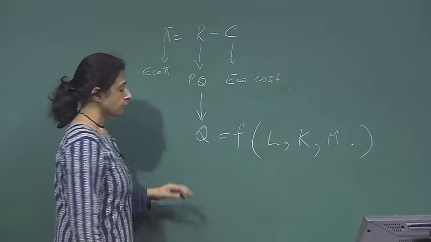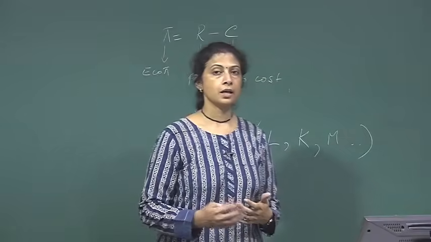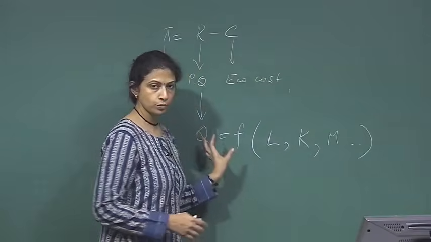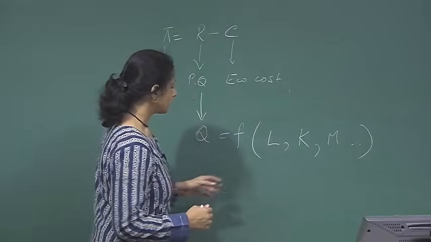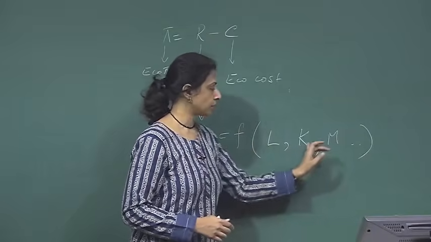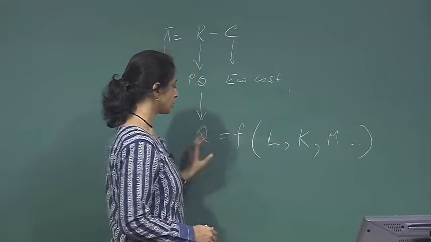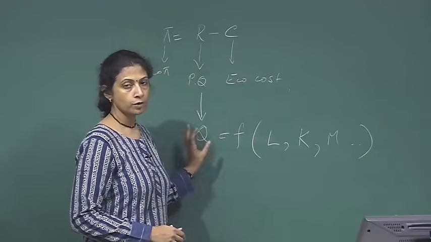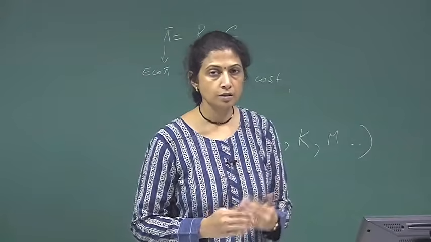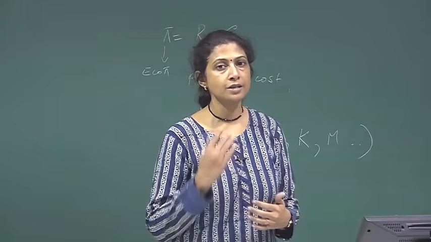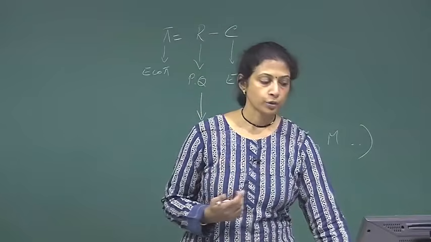Now from here the producer has to decide how much output he would like to produce, and before that he should know that a certain amount of labor, a certain amount of capital, a certain amount of materials together is going to give him a certain amount of output. So this knowledge is essential for a person to start production in the first place. So this is called the production function.